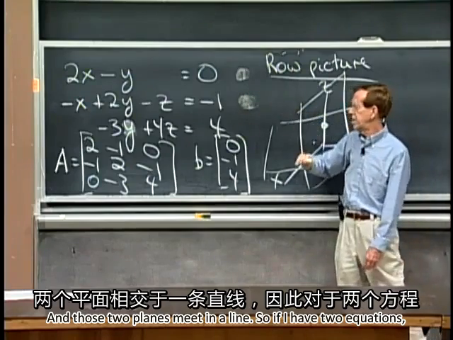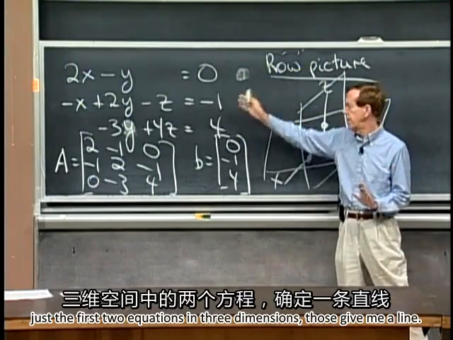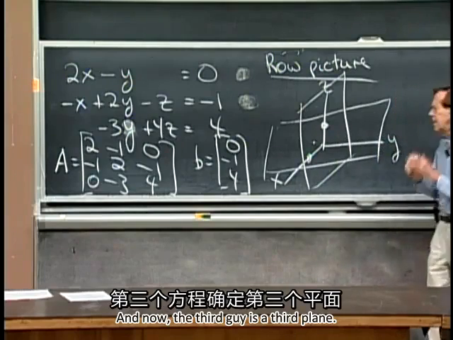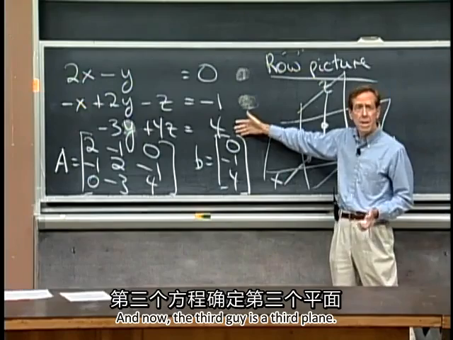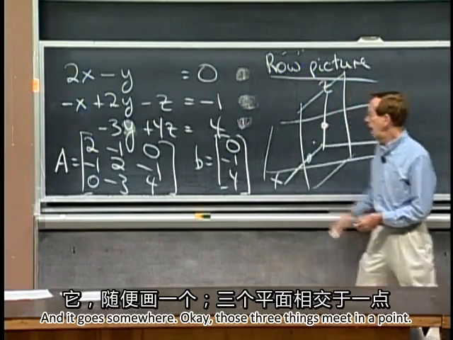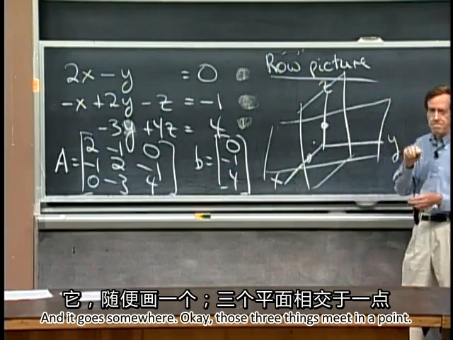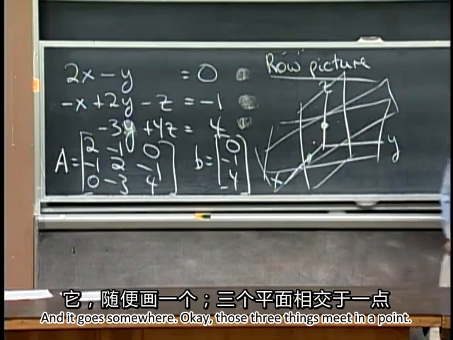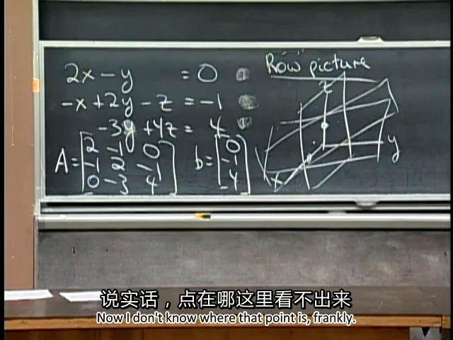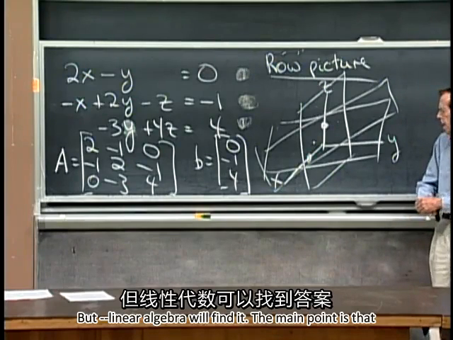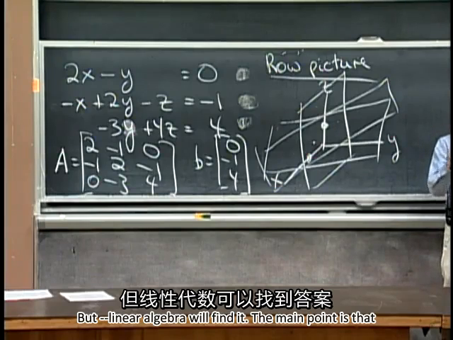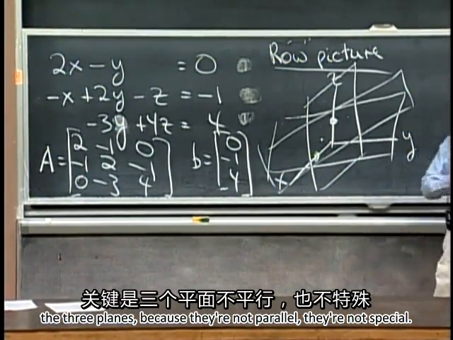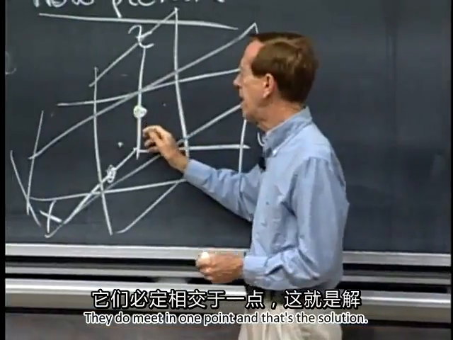So if I have two equations, just the first two equations in 3 dimensions, those give me a line, the line where those two planes meet. And now the third guy is a third plane, and it goes somewhere. Okay, those 3 things meet in a point. Now, I don't know where that point is, frankly, but linear algebra will find it. The main point is that the 3 planes, because they're not parallel, they're not special, they do meet in one point, and that's the solution.